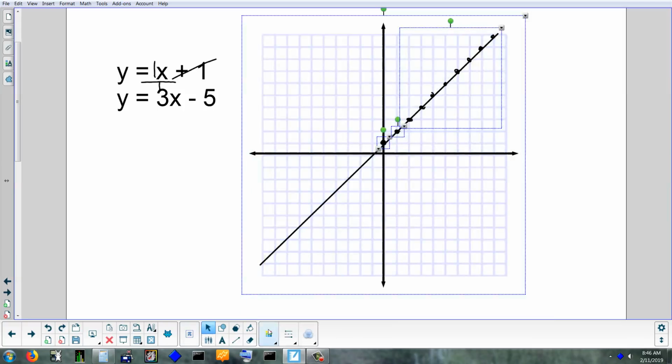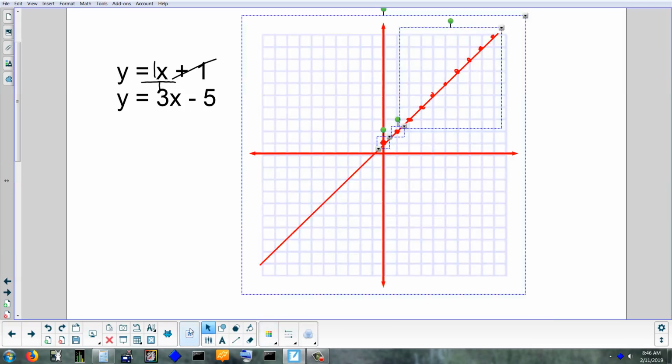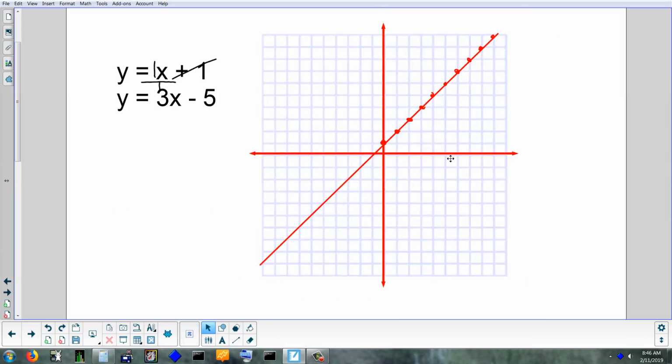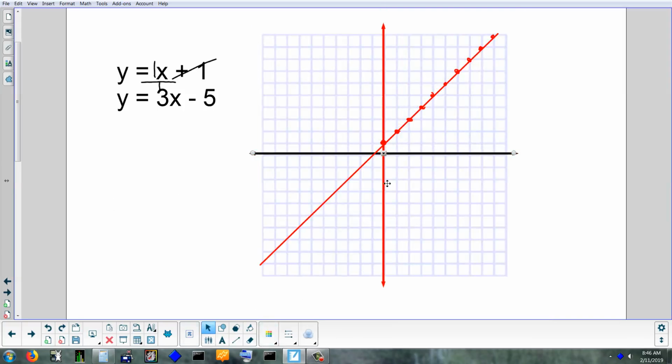Nathan, where am I going to start my next linear equation? At what number? Negative 5. Negative 5 where? On the y-axis. So where do I go? Down 5. Am I good to graph? Yep. I'm going to go down 5. Like Nathan just said, 1, 2, 3, 4, 5.